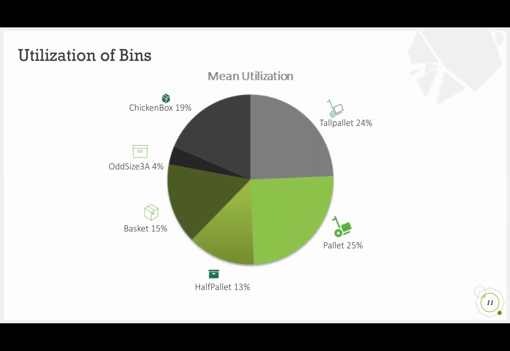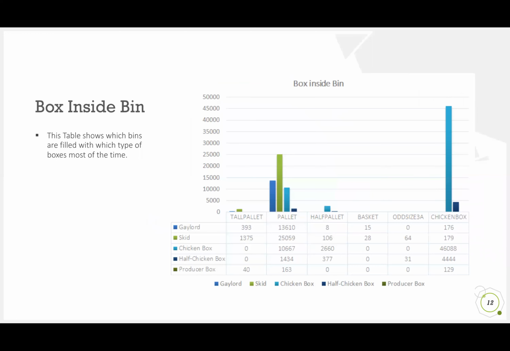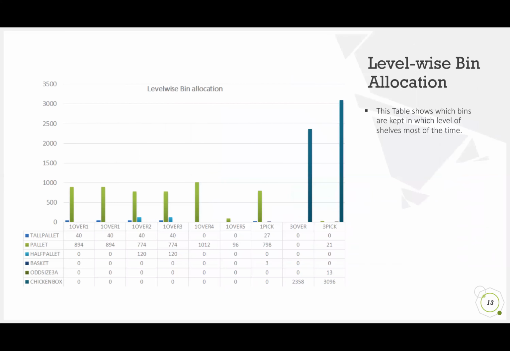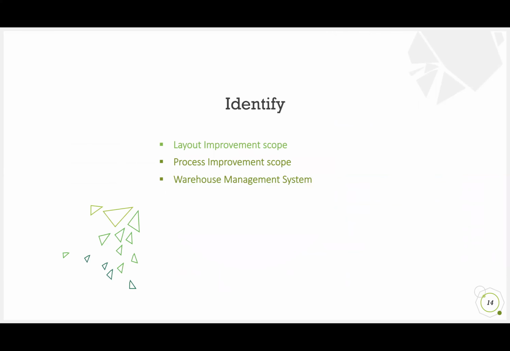From the utilization of bins, we can see it ranges from 4% to 25%. Actually, the utilization is very low. So it's saying something very critical. The box inside bin graph says which box is placed in which bin, and level-wise bin allocation says in which level of the shelves we are allocating which bin. After this study, we have identified some scopes of improvement.